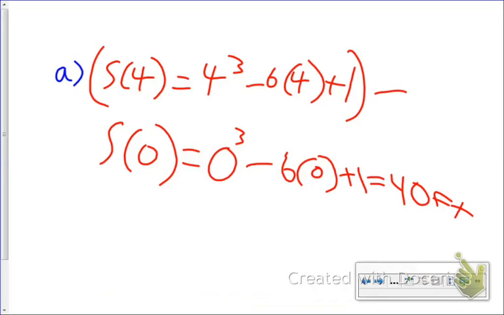All right, part B. Find the average velocity during the first 4 seconds. So someone show us how to do that.